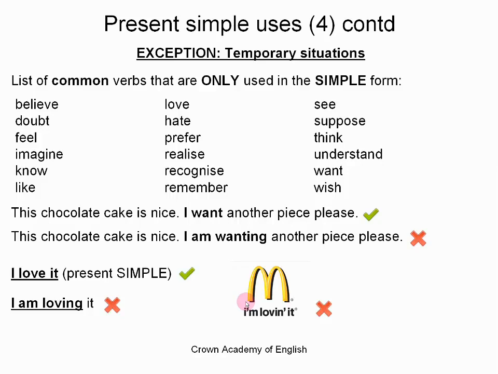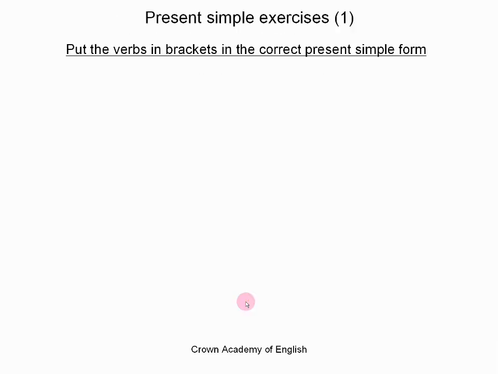If it's in England or in Europe, then it would be very unusual to hear these verbs on this list being used in the present continuous. It would be very unusual. Right, so let's move on to some exercises then.